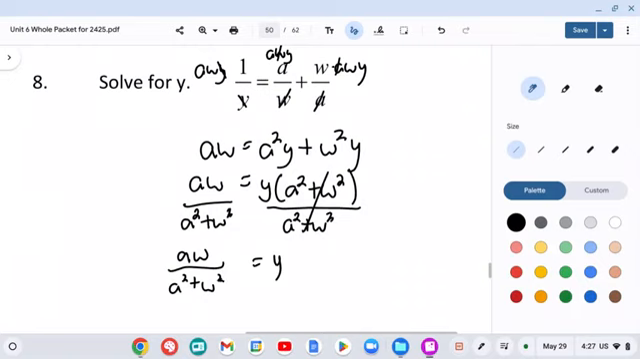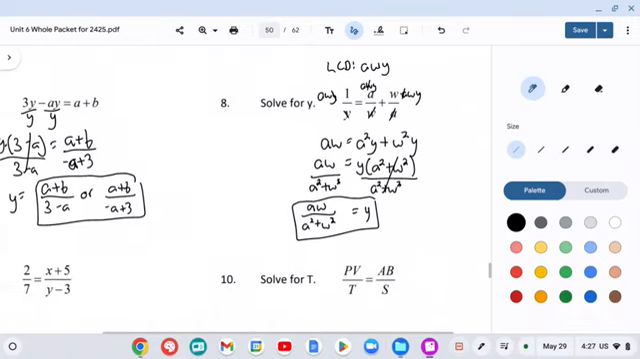In the end, we have aw divided by a squared plus w squared. So that's a tougher one too, getting rid of the fraction.